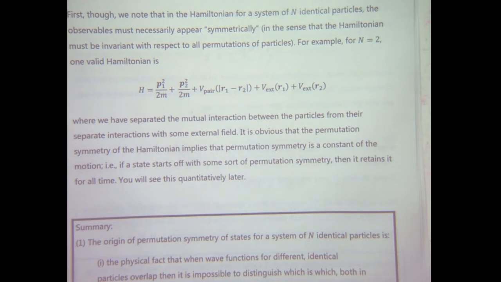So at any point, the permutation symmetry will hold. That's what it means. It's conserved, exactly that type of permutation symmetry. Whatever the permutation symmetry the system starts off with, it will always be conserved. It will never change. Okay. That's explored more, I think, in exercise 10.5.3.